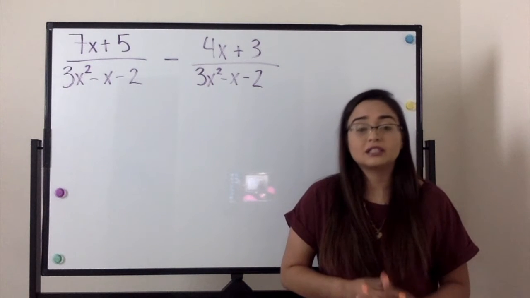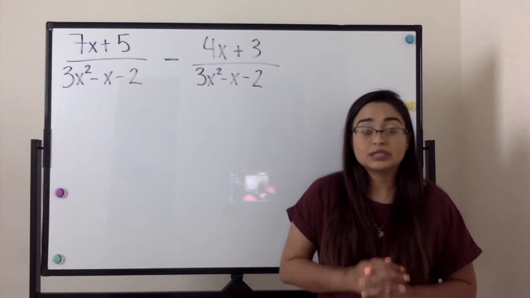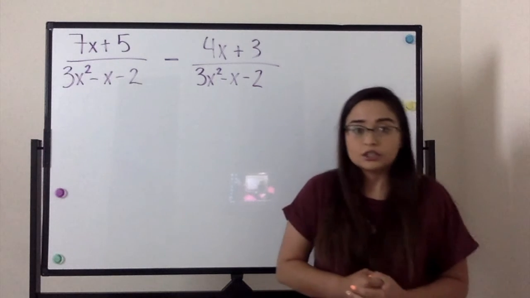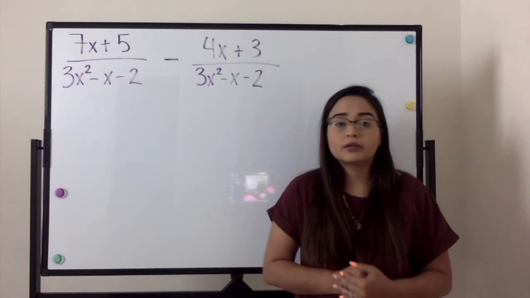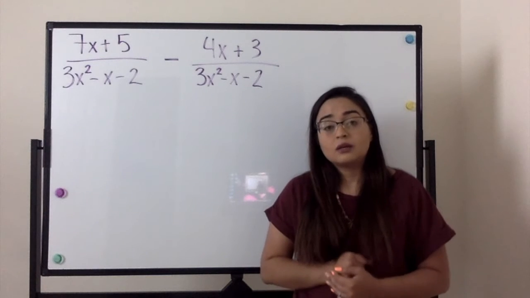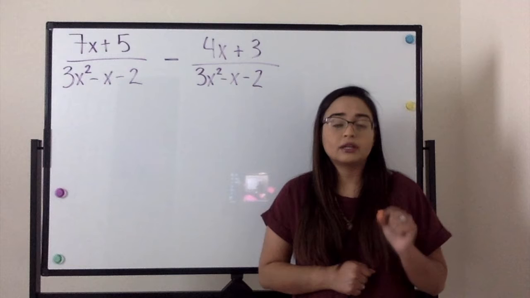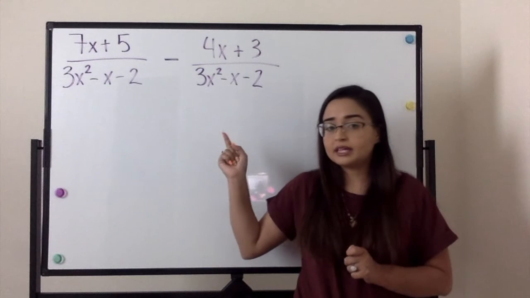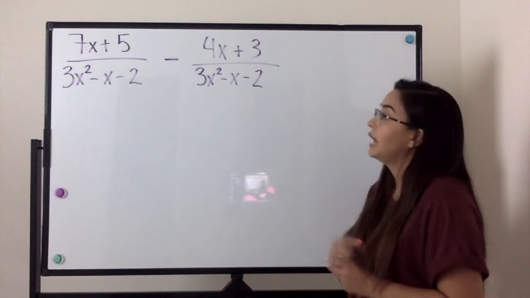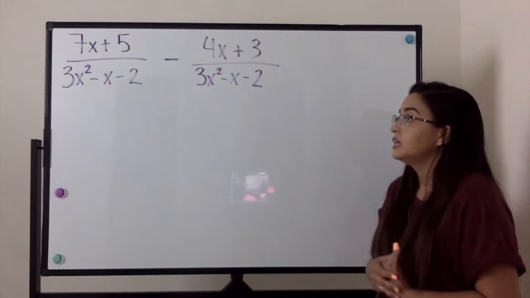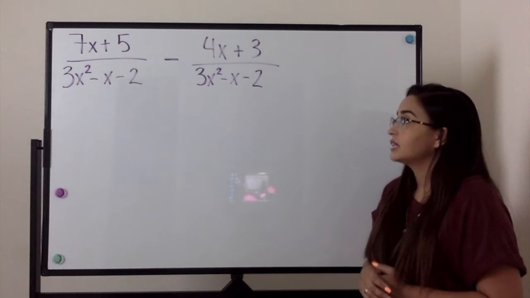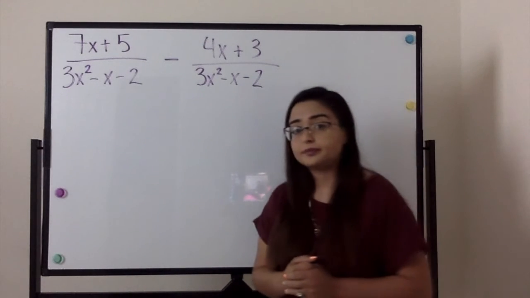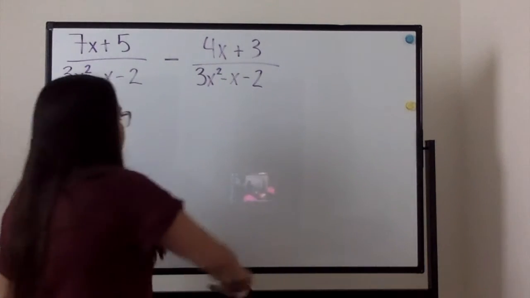Today we are actually going to get into seeing something different about adding and subtracting rational expressions. Last class we went over adding rational expressions with like denominators. Today we're going to see what that looks like when we are subtracting rational expressions with like denominators. Now, I have my example already written on the board. 7x plus 5 minus 4x plus 3, and our denominator for both is 3x squared minus x minus 2. Okay, so let's get started.